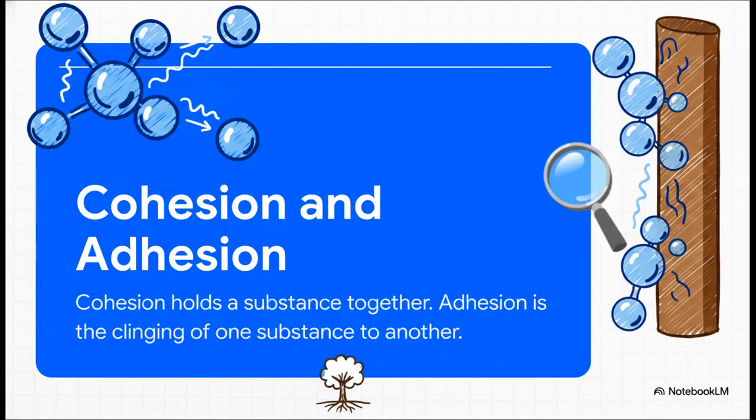First up, let's lock down the definitions for cohesion and adhesion. Cohesion is the phenomenon where hydrogen bonds hold a substance together. Simply put, it's water molecules clinging tightly to other water molecules. Adhesion, on the other hand, is the clinging of one substance to an entirely different substance. These unseen chemical forces are doing some incredible heavy lifting in biology, and I'll show you exactly how.